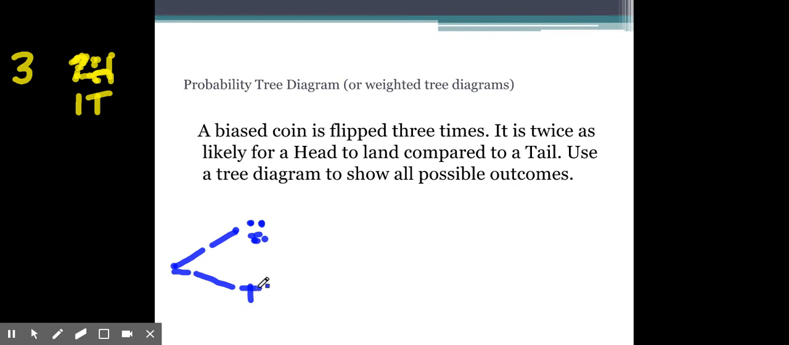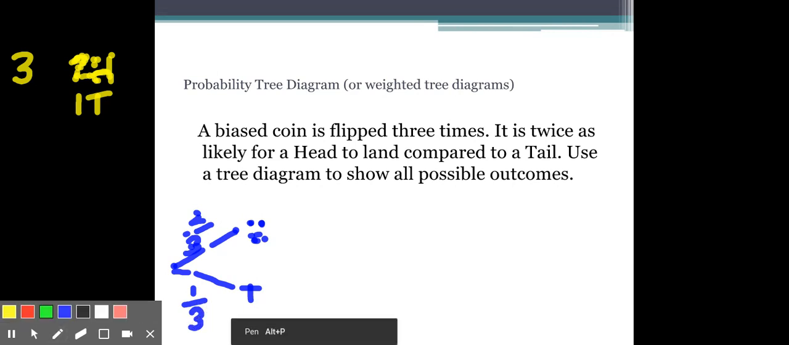Okay, but now we're going to add some weights. The chance of getting a head is 2 times a tail, or if it were 3 flips, we would have 2 out of 3. And the chance of getting a tail is 1 out of 3.